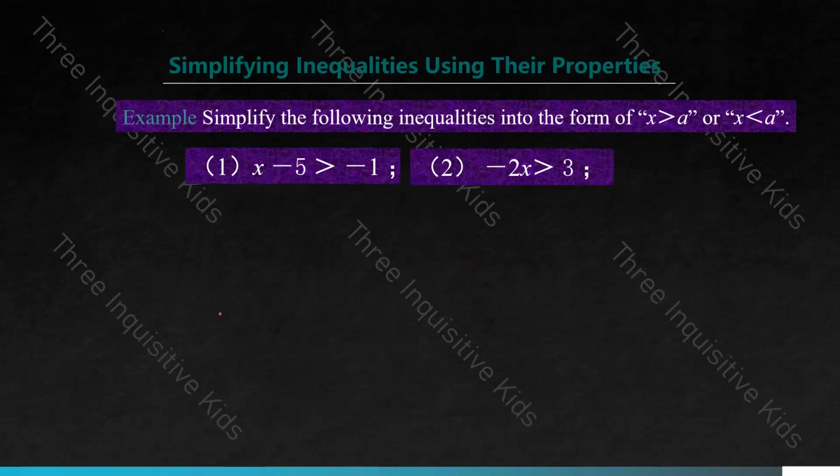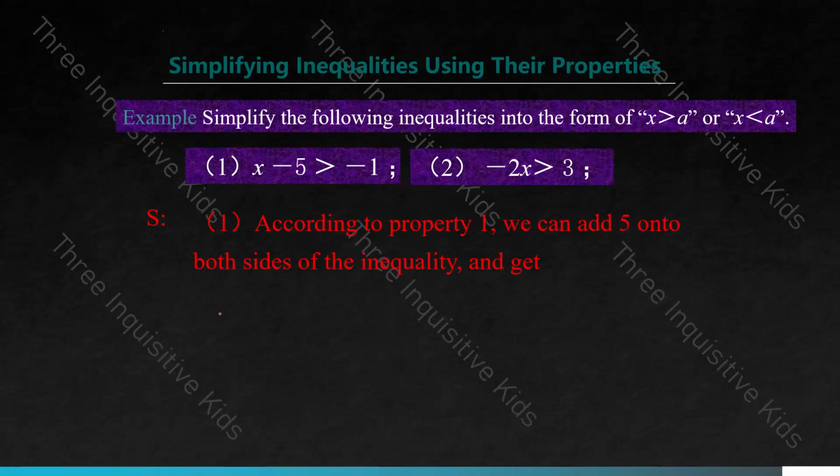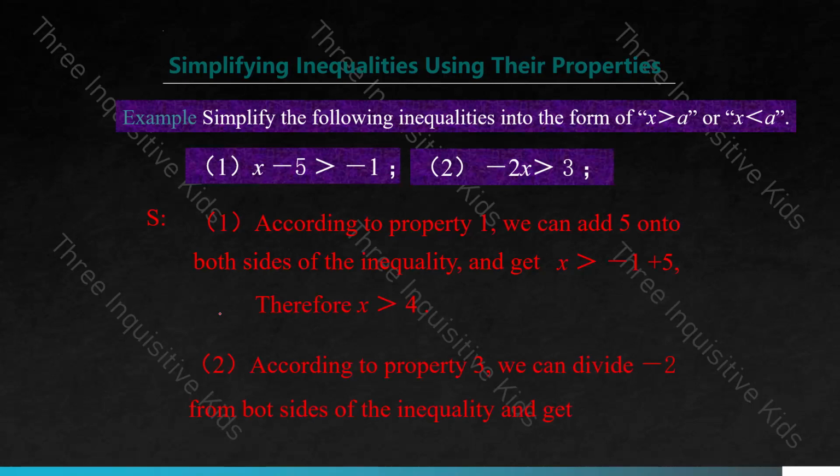Now we're going to look at simplifying inequalities using the properties. Simplify the following inequalities into the form of x is greater than a or x is less than a. Pause the video and use your knowledge of the properties of inequalities to help you solve. Here's the solution for the first problem. According to property 1, we can add 5 onto both sides of the inequality and get x is greater than -1 plus 5. Simplified, x is greater than 4.